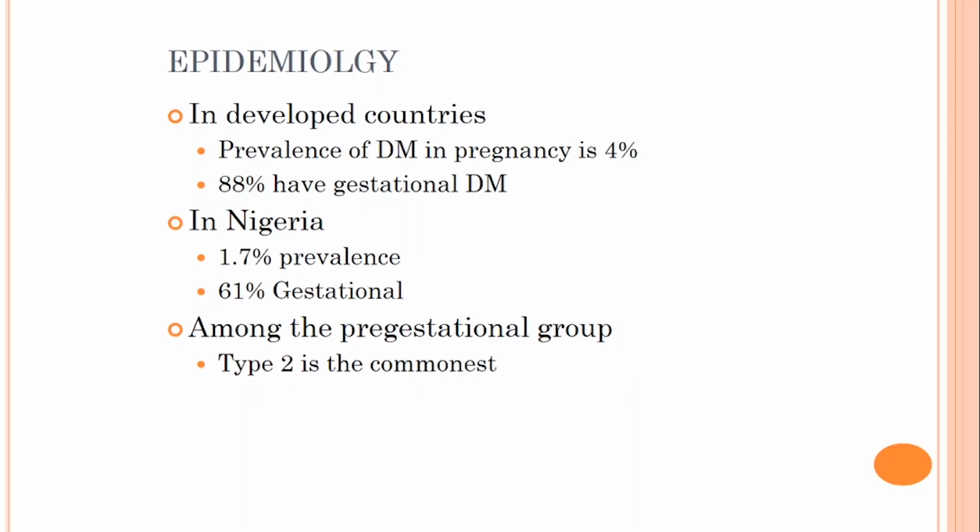In developed countries, the prevalence of diabetes in pregnancy is about 4%, with 88% of this being accounted for by gestational diabetes. In Nigeria, the average prevalence rate is about 1.7%, with gestational diabetes accounting for about 61%. Among the pregestational group, type 2 is the commonest.